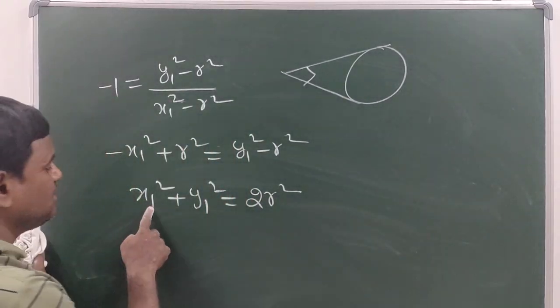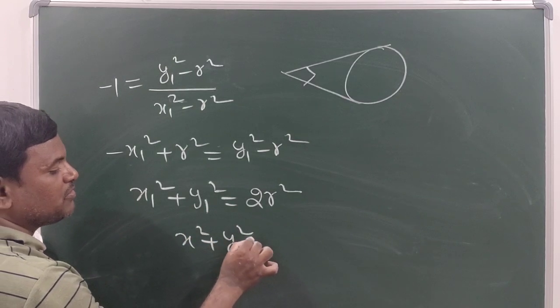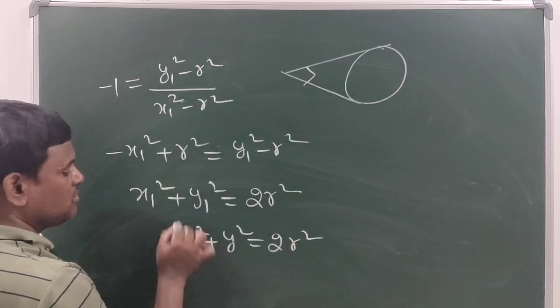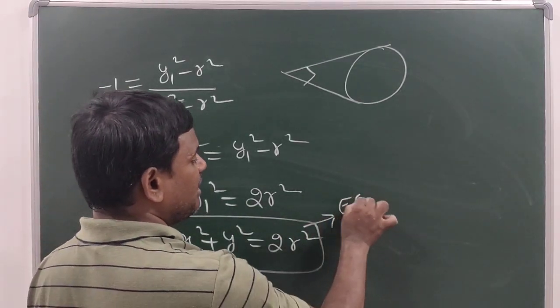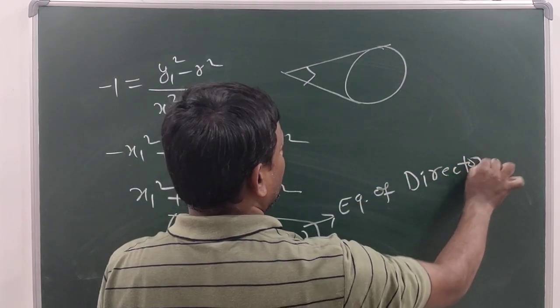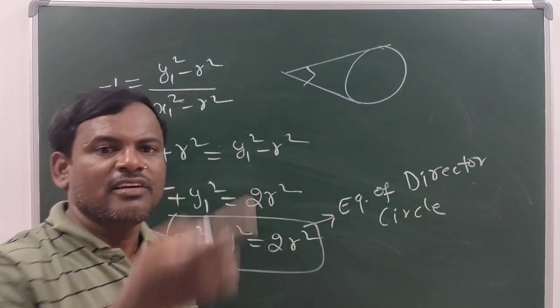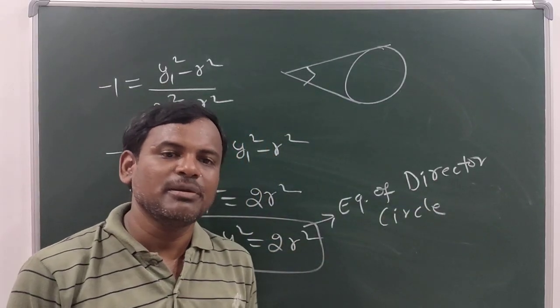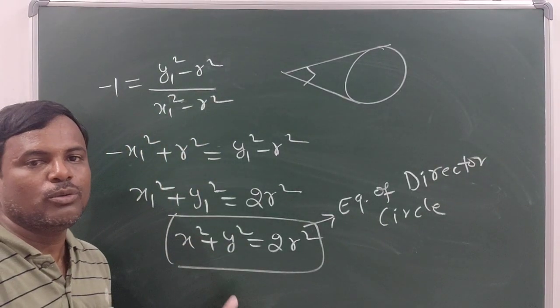If you replace this x1 y1 by x comma y, then you will get x square plus y square equal to 2r square. This is called the equation of the director circle. A director circle is a circle where the tangents are intersecting perpendicularly. I hope you have understood how it is derived.